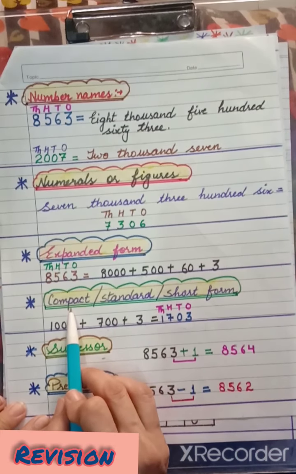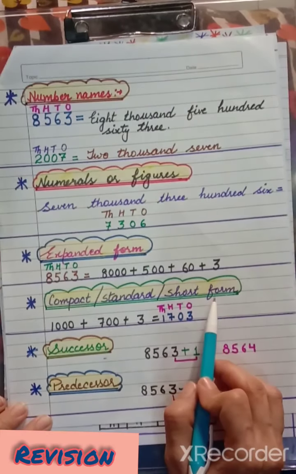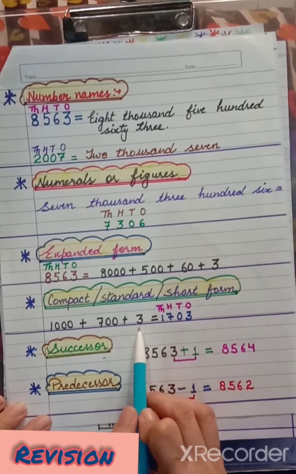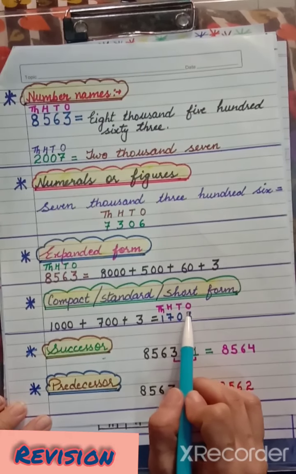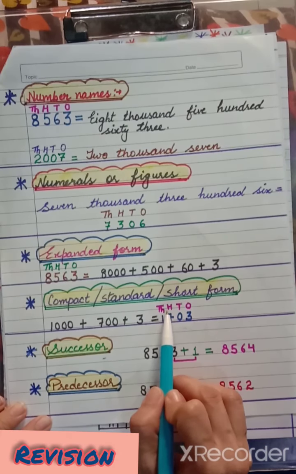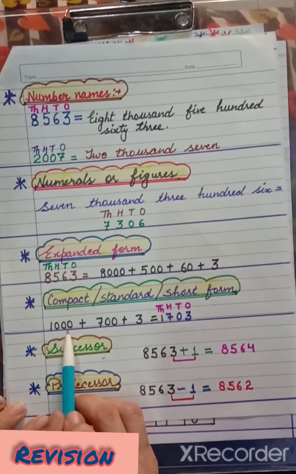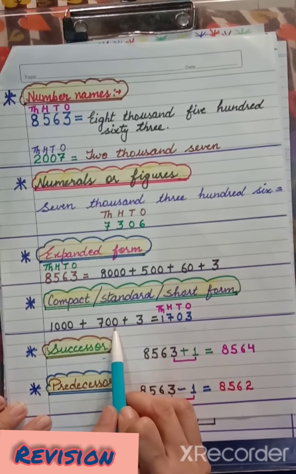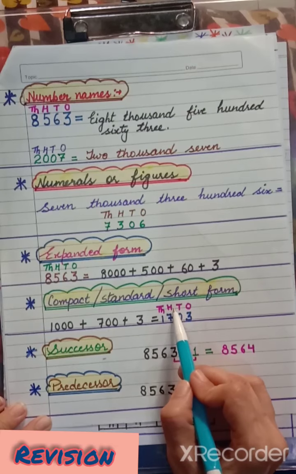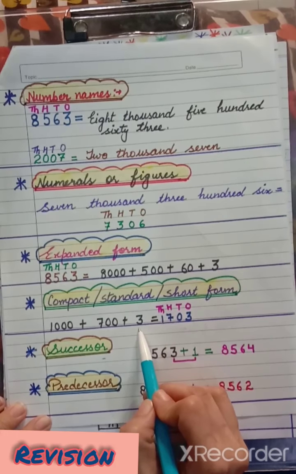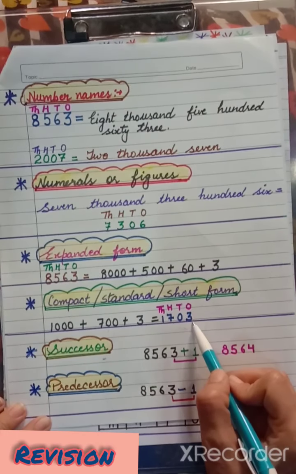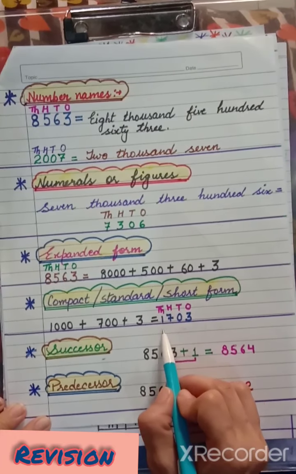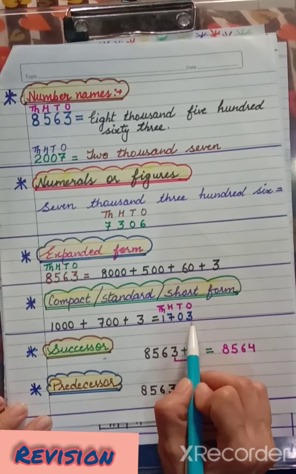Next is compact or standard or short form. Means when the number is given in the form of expanded form and we have to write the short form. So first of all, we will write the place value table on the above side of the number. 1000. So below the 1000 we write 1. 700. Below the hundreds we write 7. 3. Below the ones we write 3. There is nothing in tens, so we write 0. So the short form is 1703.